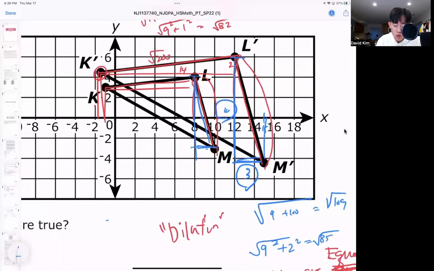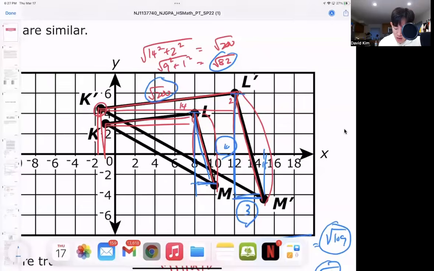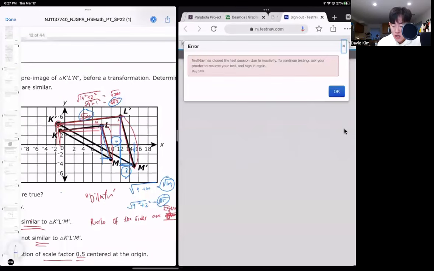Now, the biggest question is: is the ratio from the square root of 109 to the square root of 85 the same as the square root of 200 to the square root of 82? Because if indeed they are, the sides are moving by their own respective amounts, and altogether the triangle itself is being multiplied by the scale factor. We usually label it as k. Let's try to figure that out. So imagine for a second that I were to use the calculator, let's say.